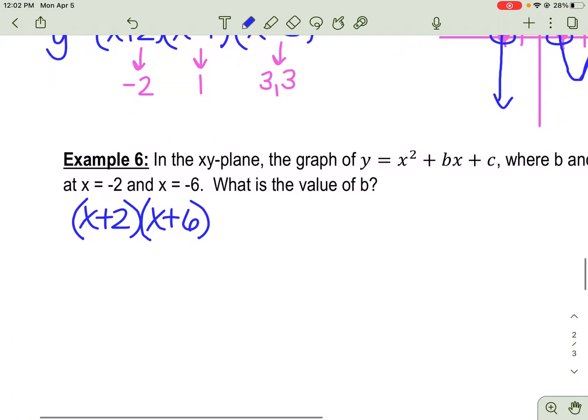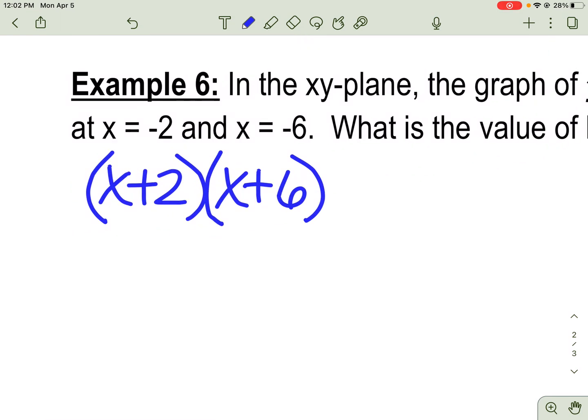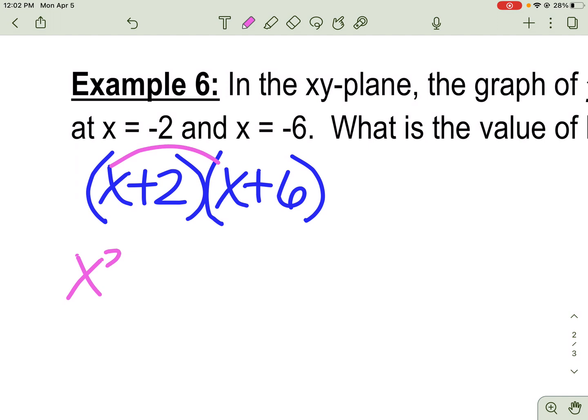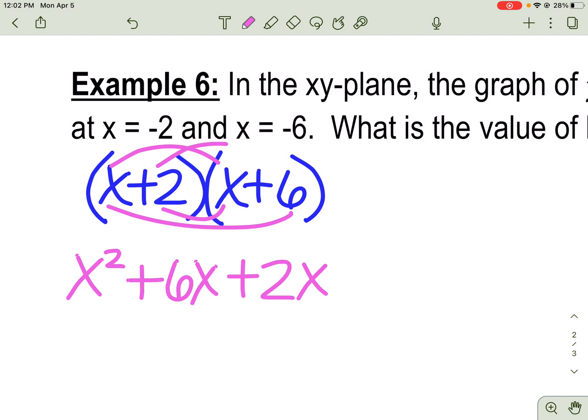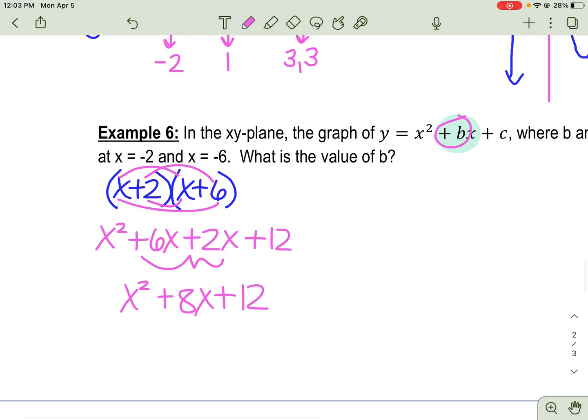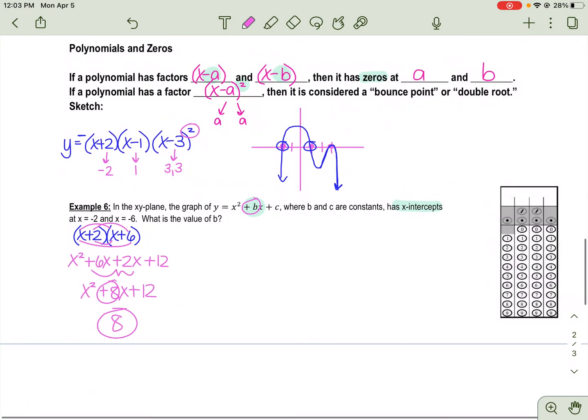What they want us to do is find b. b here is the number in front of x. So all I need to do is multiply those two polynomials out, put it in standard form, and see what number is in front of x. If I multiply this out, I'm just going to FOIL. So x squared plus 6x plus 2x plus 12. Combining like terms, I end up with x squared plus 8x plus 12. Since b is the number in front of x, that's going to be 8. So 8 is my solution.